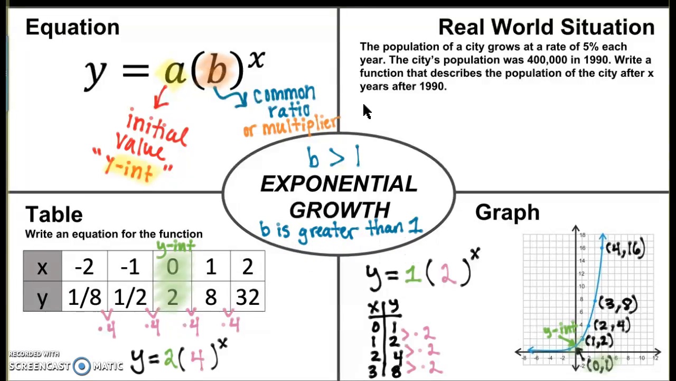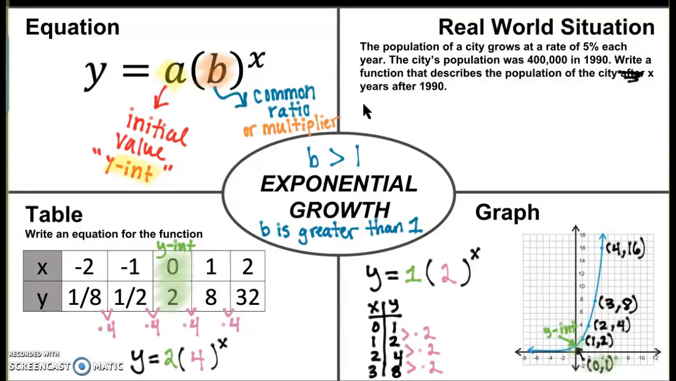So now we want to look at the word problem, and we want to apply that same concept. We need to figure out what the initial value is and also what our common ratio, our common multiplier is, based on the information being provided. When we read this word problem, it tells us the population of a city grows at a rate of 5% each year. The city's population was 400,000 in 1990. And we want to write a function that describes the population of the city after x years. I put an extra "after" in there. That's a little mistake, so I'll take that out.